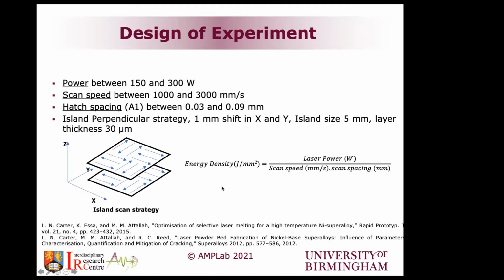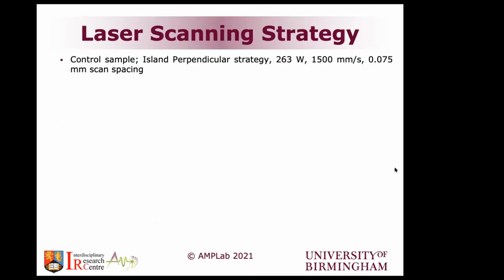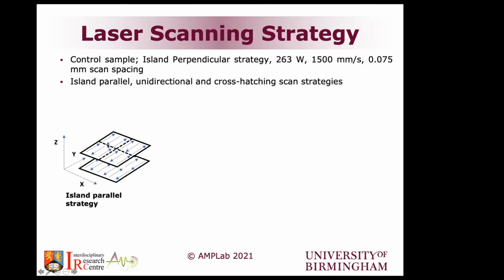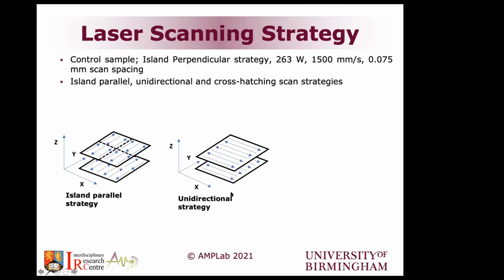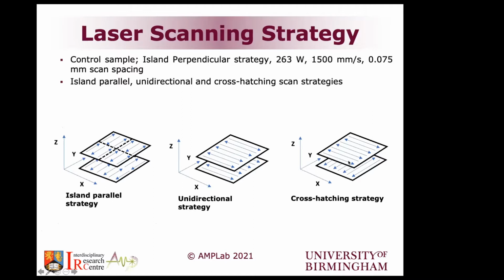But what we did was that we said, well, why do we have to stick with these scanning strategies? Why don't we try different scanning strategies? Now, our machine can do more. We can do the so-called island parallel, where, as you can see, the laser vector doesn't turn 90 degrees between the two layers. And then we have the so-called unidirectional strategy, where between the two layers, you're going back and forth, back and forth. And then you have the cross-hatching strategy that can also be amended.